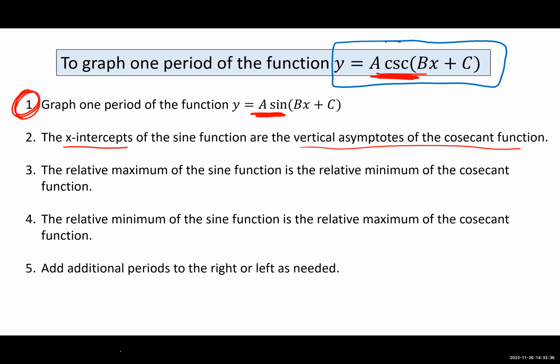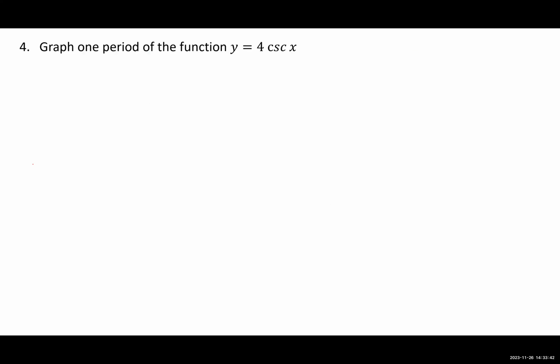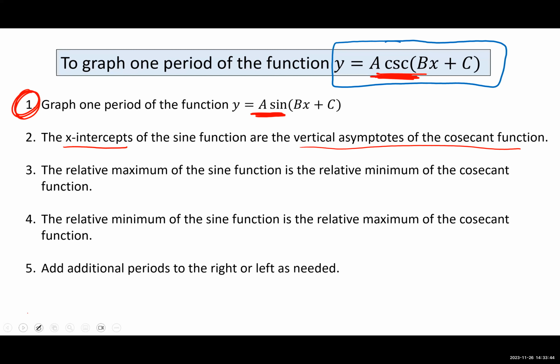Whenever the sine function has an x-intercept, the cosecant function has a vertical asymptote. And then we've got the maximums and the minimums. So the relative maximums of the sine function are going to be the relative minimums of the cosecant function and vice versa. The relative minimums of the sine, the relative maximums of the cosecant.